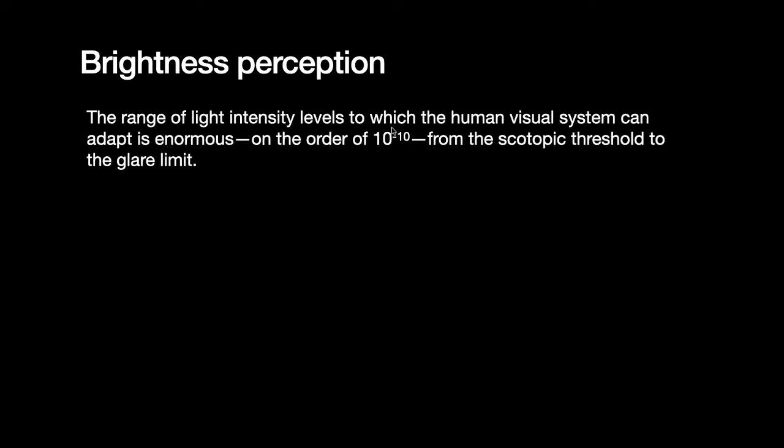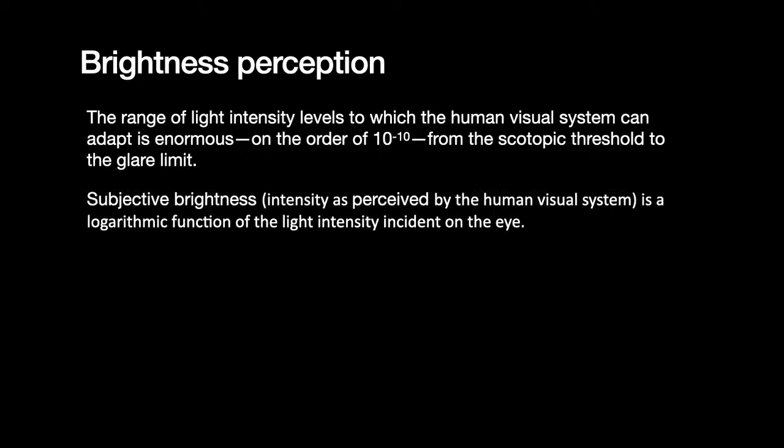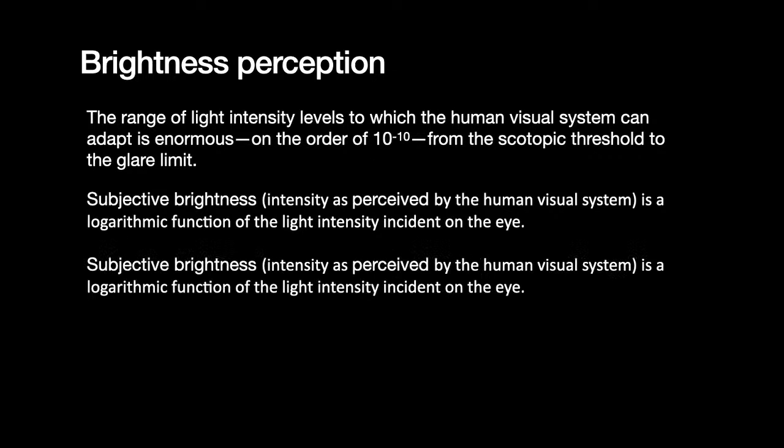So the perception varies from 10 power minus 10, which is the scotopic threshold, to the glare limit. The glare limit is a very, very bright object. Like sometimes we try to look at the sun and we close our eyes. We can't look at the sun, but we can still see very bright objects if we want to. The subjective brightness is a logarithmic function. Remember, the brightness varies from so low to so high that its variation is always logarithmic.